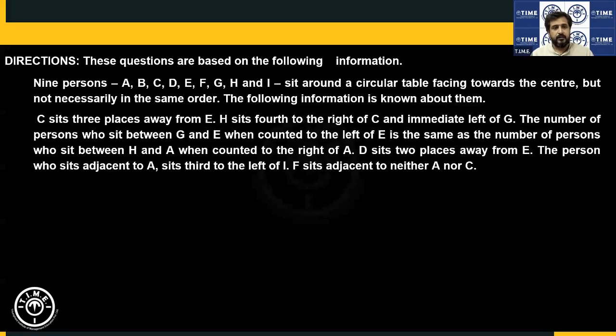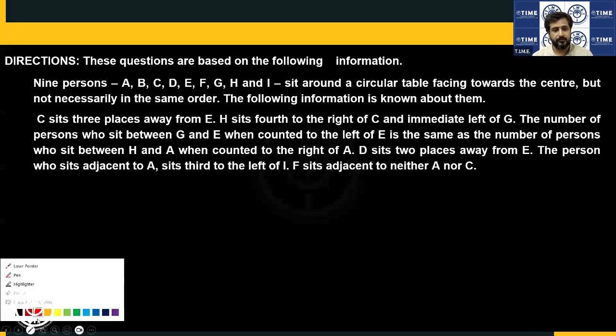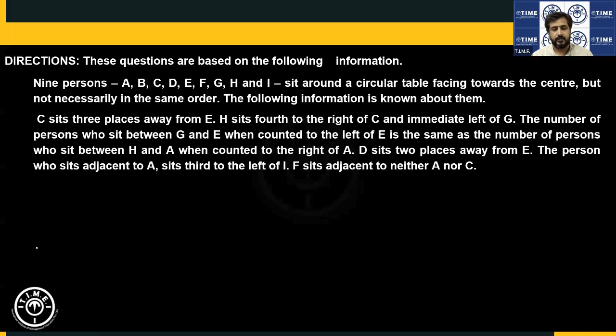Now see here, 9 persons A, B, C, D, E, F, G, H, I sit around a circular table facing towards the center, but not necessarily in the same order. The following information is known about them. So we have a 9 people arrangement here, and they are sitting around a circular table facing towards the center. Now, let us draw the diagram for that.